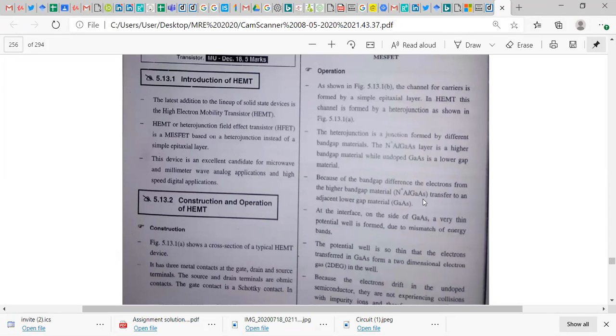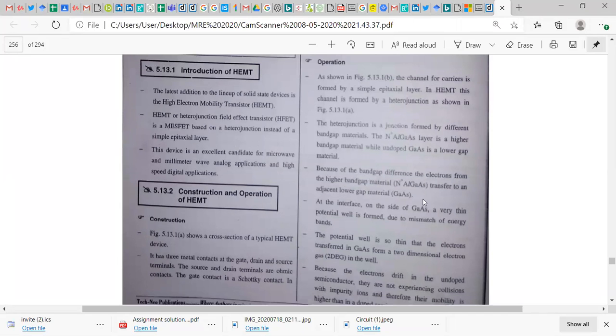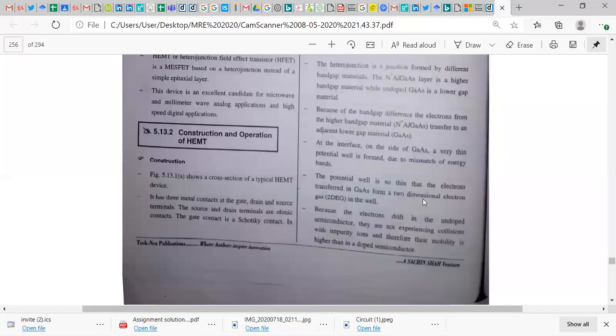At the interface on the side of GaAs, a very thin potential well is formed due to the mismatch of the energy bands. The potential well is so thin that the electrons transferred into GaAs form a two-dimensional electron gas. The electrons can easily transfer from N+ type to N type GaAs.